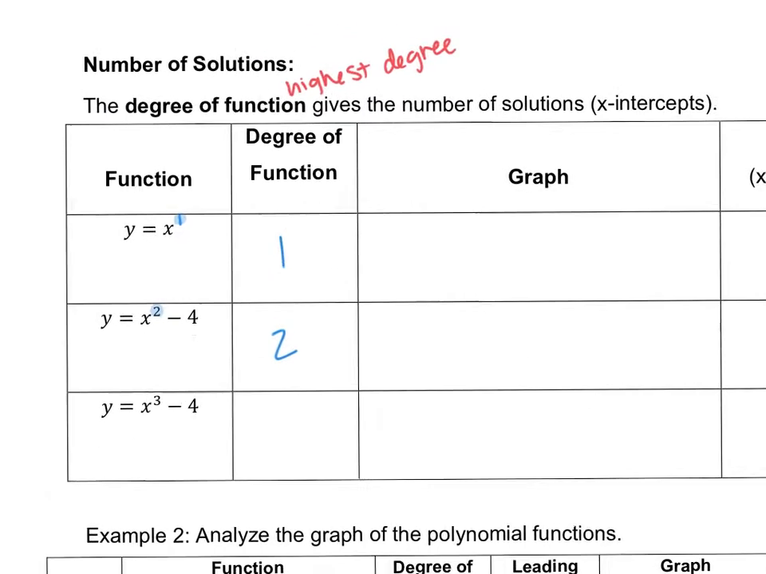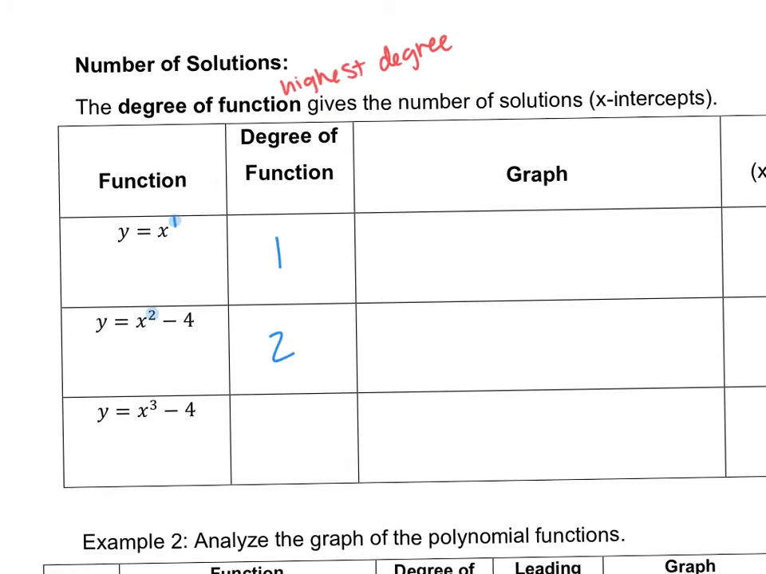Actually, let me zoom in. I don't know if you can even see the function. And this last one, we can see it's x to the third power, and that's the only x here as well. So the degree of the function has to be 3. A mathematician discovered that the degree of the function, or the highest degree, tells you how many solutions there are. So this first one should have 1 solution, this one should have 2 solutions, and this cubic function should have 3 solutions.